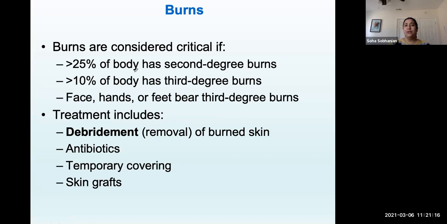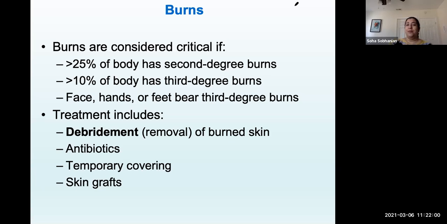Usually burns are considered critical if more than 25% of the body has second-degree burns, or 10% of the body has third-degree burns, which is really, really bad, or if the face, hands, and feet have third-degree burns. Another thing you need to know about burns is that when you damage the tissue, both epidermis and dermis, your chance of getting infection is severely increased because you have removed that layer of protection, basically.